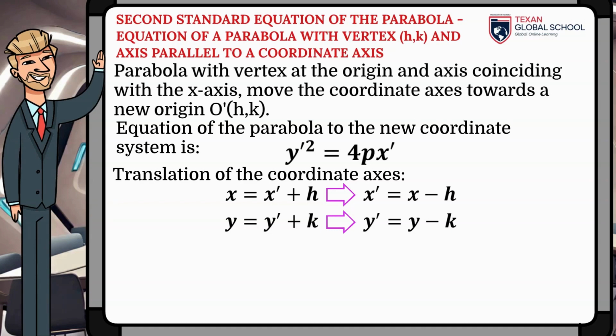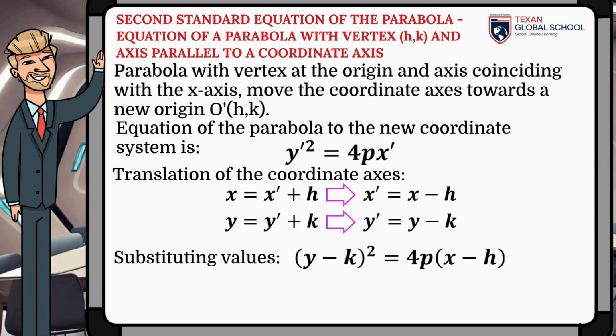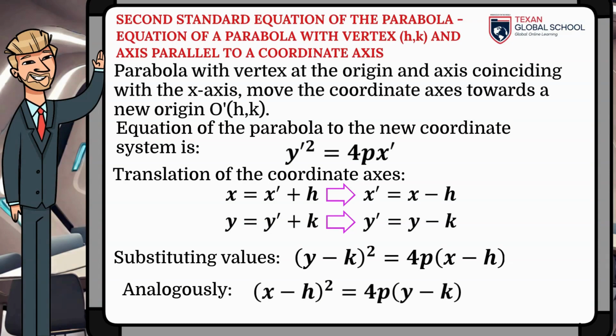Now, substitute in the previous equation obtaining y minus k squared is equal to 4p times x minus h. Analogously, x minus h squared is equal to 4p times y minus k. This is the second standard equation of a parabola, when its vertex is at point h, k, and its axis is parallel to one of the coordinate axes.